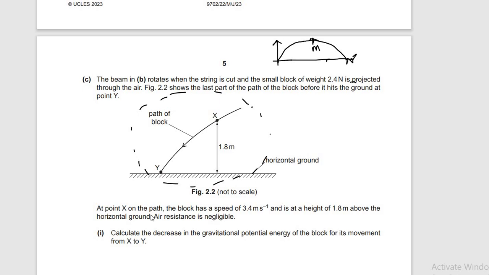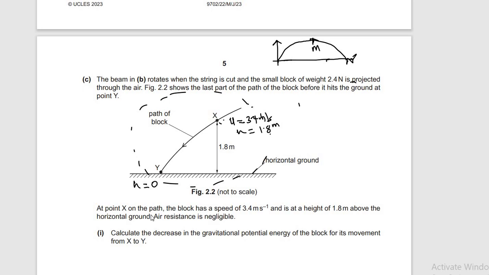At the point X on the path, when it's coming down, at this point the block has a velocity of 3.4 meter per second, and at that point the height is 1.8, as you can see, above the ground. Air resistance is negligible. Calculate the decrease in potential energy of the block as it moves from X to Y. At Y, there is no height. At X, there is height.